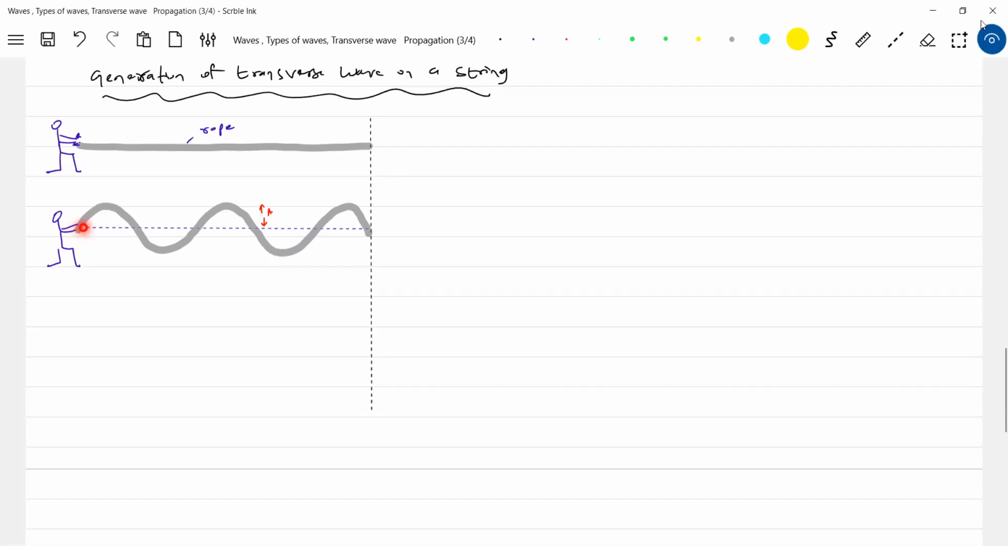Again, say in 1 minute he completes 20 to and fro motions. That will determine the time period. So here 20 to and fro motions in 1 minute. Then can we calculate the time period? The time taken to complete one to and fro motion, shall we call that the time period?